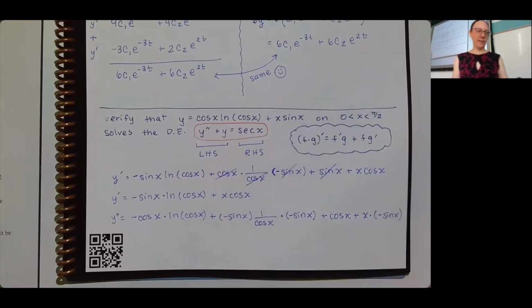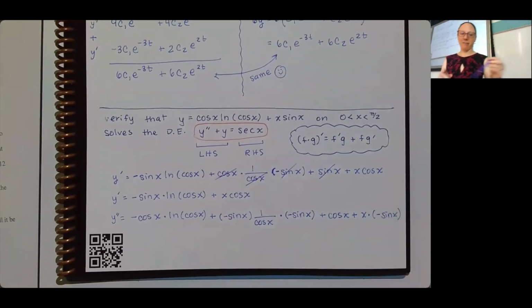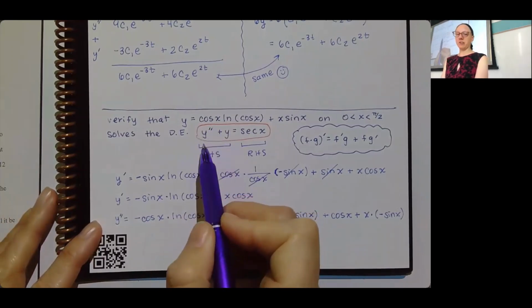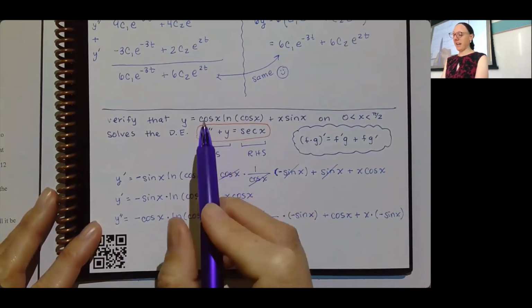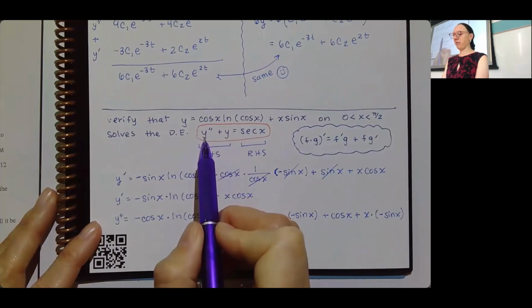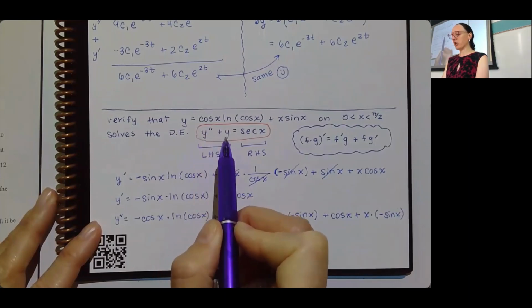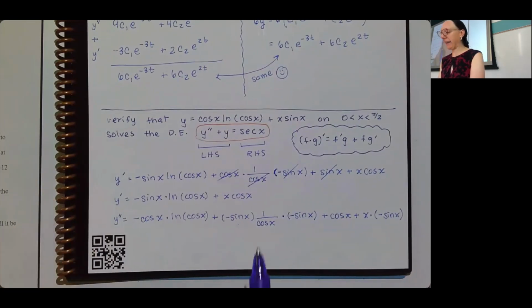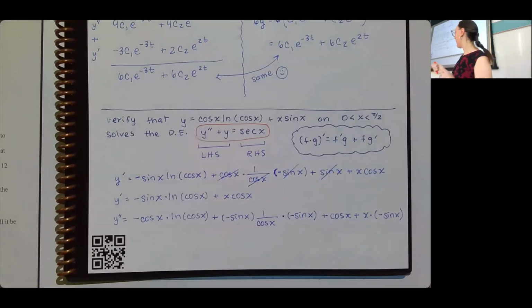Now I'm going to try to squeeze it in. I'm going to end up having to flip the page, but I'm not going to quite flip the page yet. So here's my second derivative. The left-hand side of my differential equation says, take the answer you got for the second derivative and add it to the original y function. So I'm going to go ahead and add in that original y function, hopefully in a different color that'll show up.